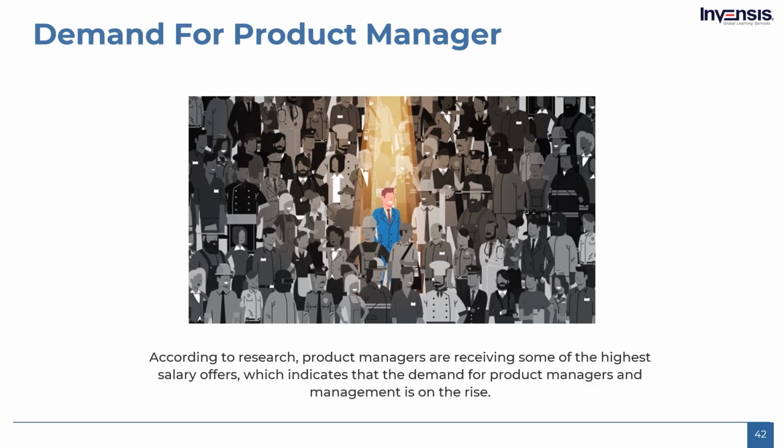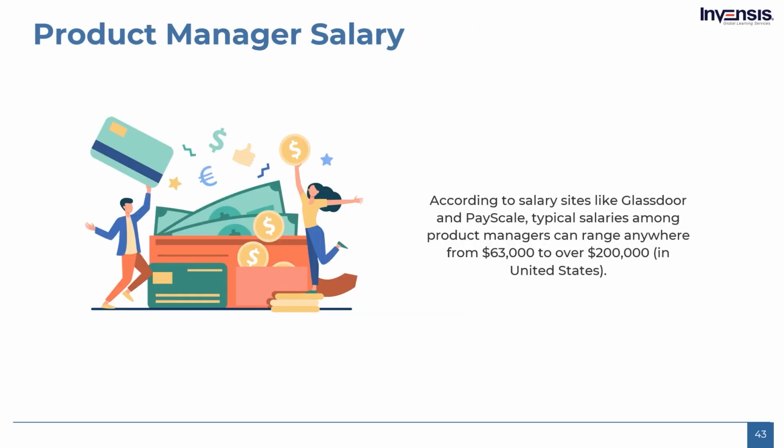The job sounds interesting, but let's cut to the chase. What is the earning potential? According to salary sites like Glassdoor and Payscale, typical salaries among product managers can range anywhere from $63,000 to over $200,000. Depending on your experience, skill set, and level of responsibility, the salary of the product manager varies.